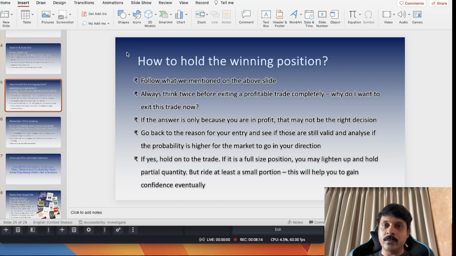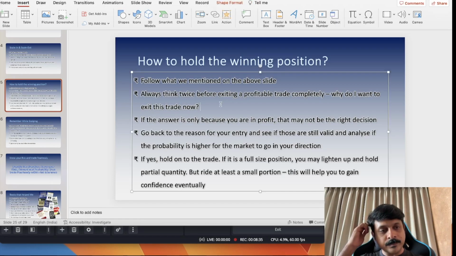And in that case, if your psychology is not allowing you, reduce the position and keep at least a small position. And when you practice this, eventually maybe within a few weeks for some people, within a few months or a few years for others, down the line you'll be there. But just practice and understand this is what you need to do, and don't just exit the position only because of profit.